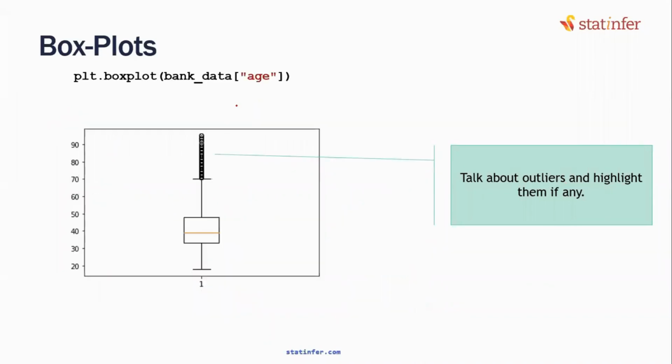Yes. What about this one? Let us suppose you are creating a box plot for the age variable. Again, you are going to say what the minimum value is, maybe around 20. What is the maximum value? Maybe beyond 90. There are slight outliers here.